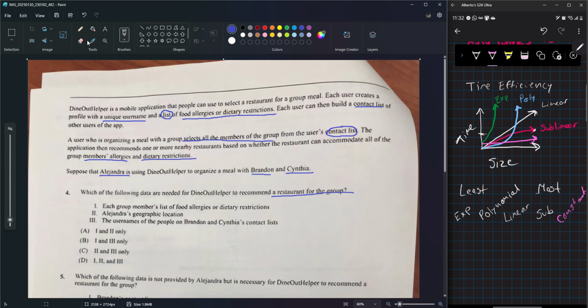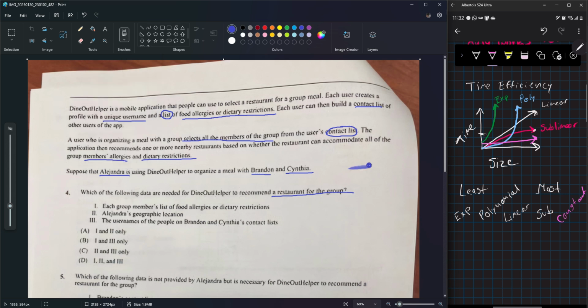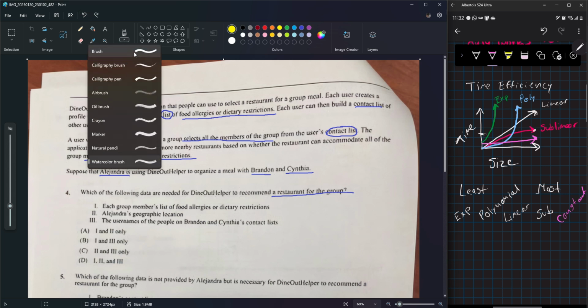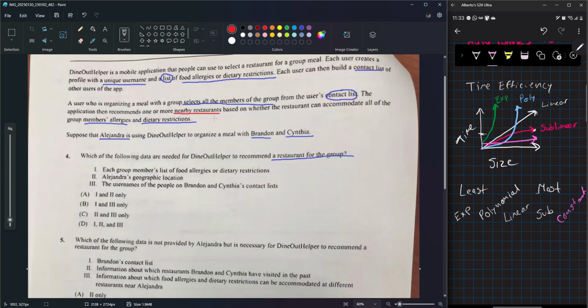And it says right here, where's my highlighter? Is this a highlighter? Yeah. So the application then recommends nearby restaurants. It's not gonna work. So we want nearby restaurants. So that would be like your location.